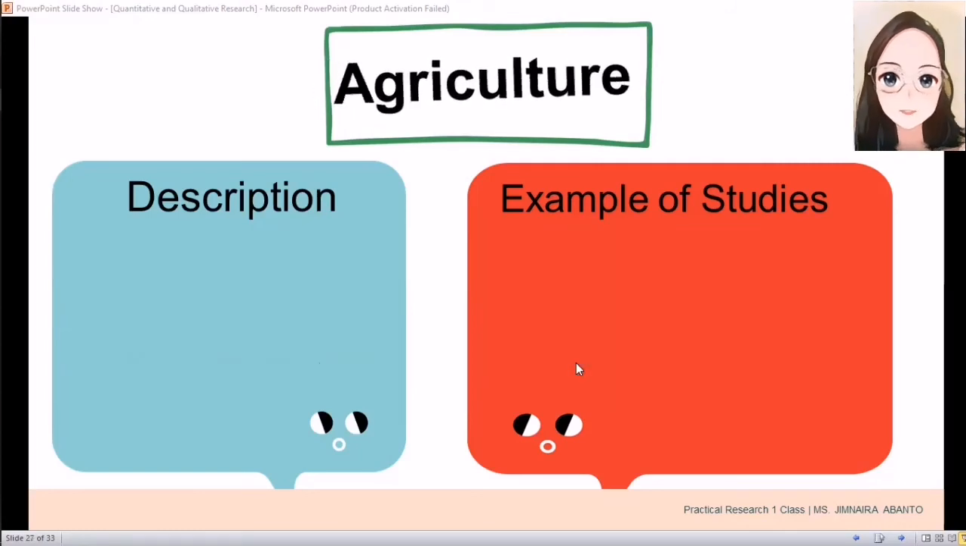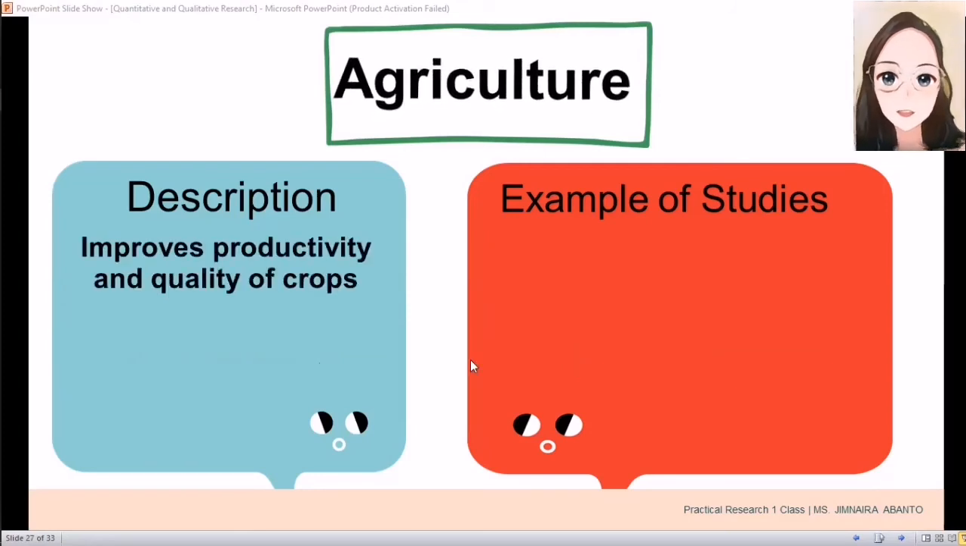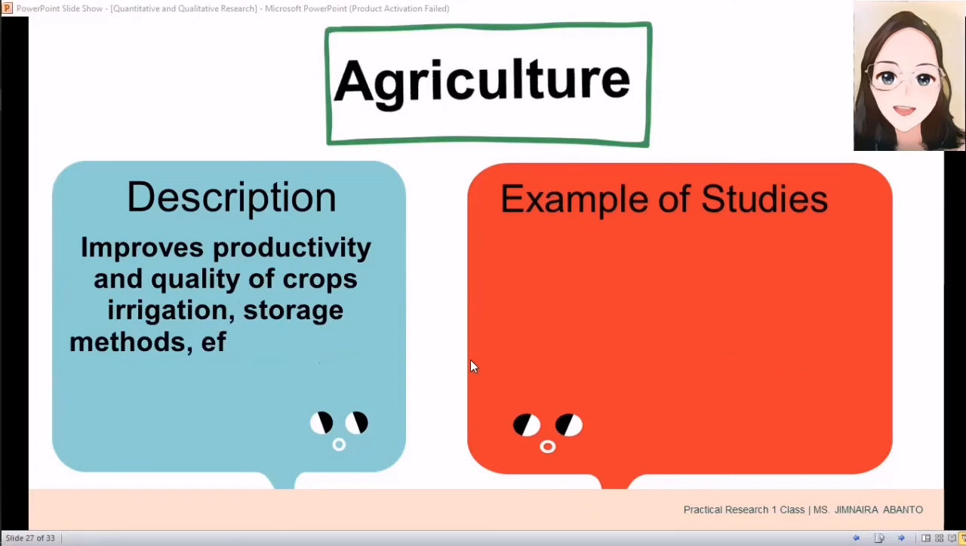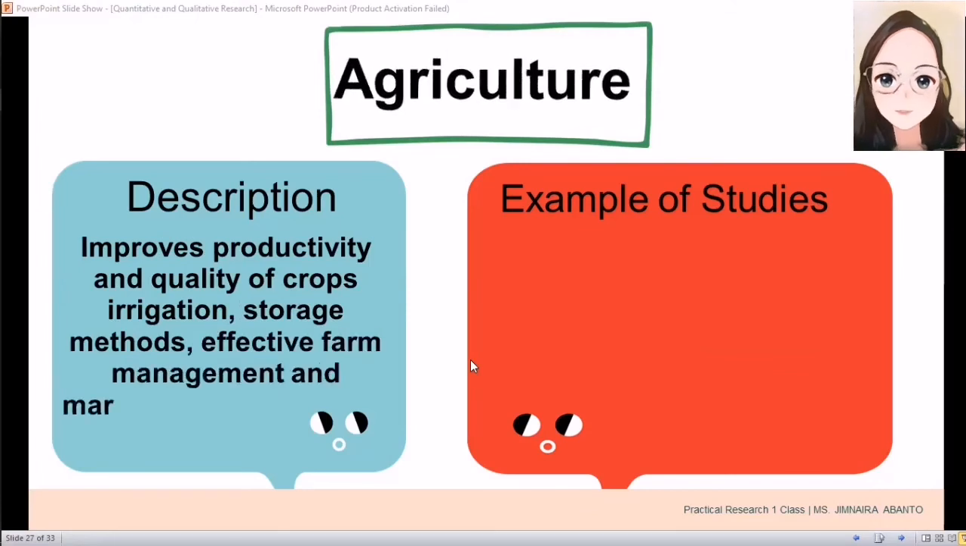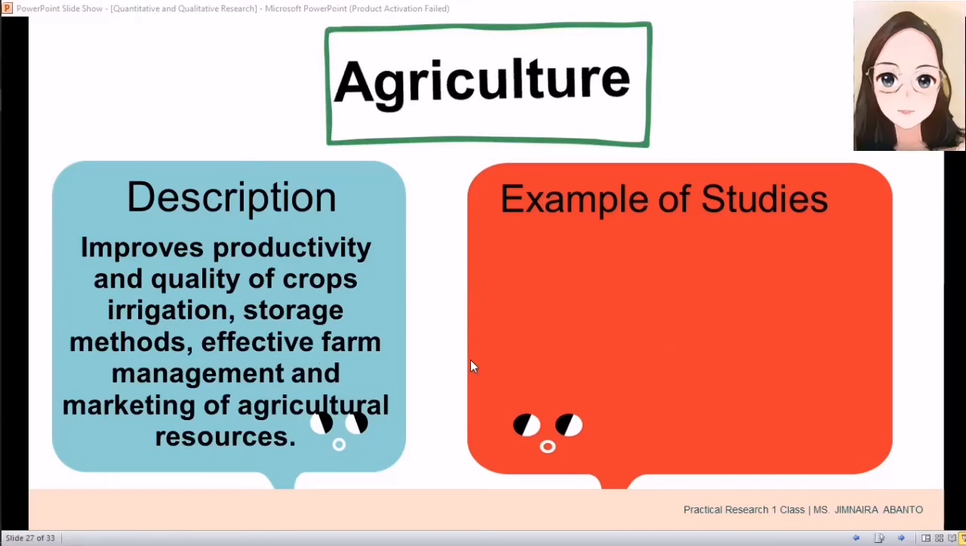Another research, agriculture research is aimed at improving productivity and quality of crops by their genetic improvement, better plant protection, irrigation, storage methods, farm mechanization, efficient marketing, and better management of agricultural resources. So agriculture plays a crucial role in the life of an economy. It is the backbone of the economic system. It does not only provide food and raw materials, but also employment opportunities.